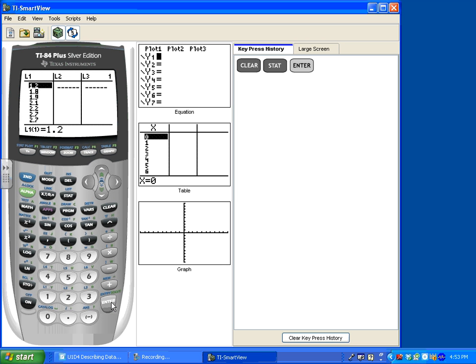So I want to clear out what's in L1 so I can put that data in L1. So I go up and I highlight the list. I press clear. Remember, we don't press delete, we press clear. And then I hit enter. And my list is cleared.